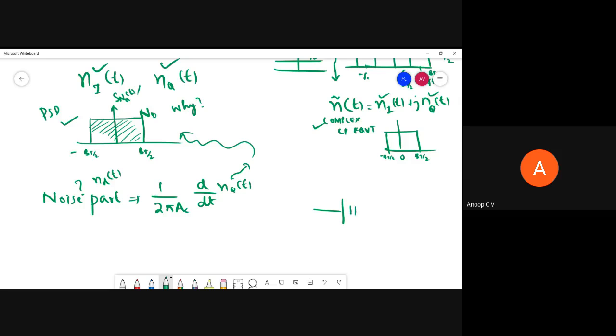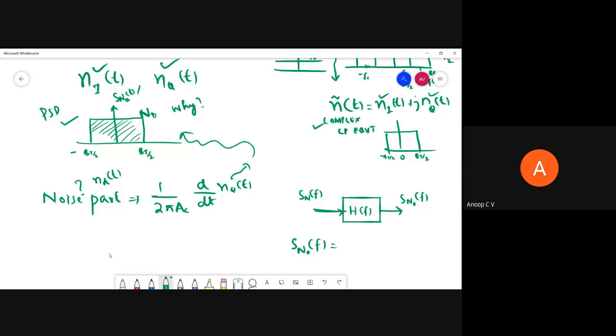If you have an LTI system with transfer function or frequency response h of f, and we are giving a signal with power spectral density Sn of f at the input, and if Sn O of f is the power spectral density at the output, we have studied this Sn O of f. Can anyone tell me what this will be?